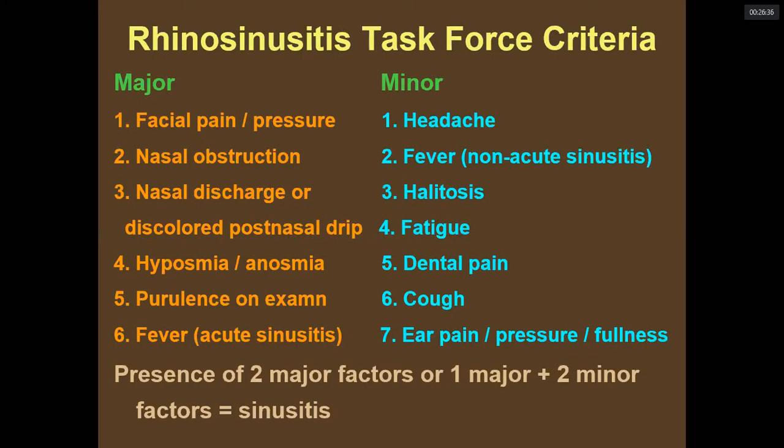Rhinosinusitis Task Force criteria. Now we need to know the major criteria and the minor criteria. The major criteria are facial pain or pressure, nasal obstruction, nasal discharge or discolored postnasal drip, hyposmia, anosmia, purulence on examination, and fever. Similarly, the minor criteria are headache, fever, halitosis, fatigue, dental pain, cough, earache, and ear pressure. Whenever there are two major factors, or one major factor and two minor factors, you should make sure that it is sinusitis and you need to treat the patient accordingly. So these are all the different signs and symptoms. You need to know this.